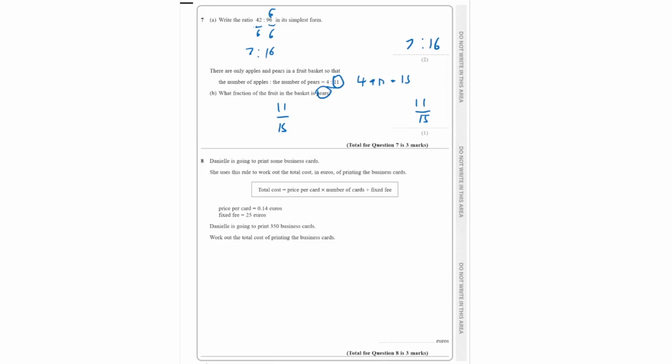Daniel is going to print some business cards. Choose this rule to work out the total cost in euro of the business cards. Total cost is equal to price per card times number of cards plus fixed fee.